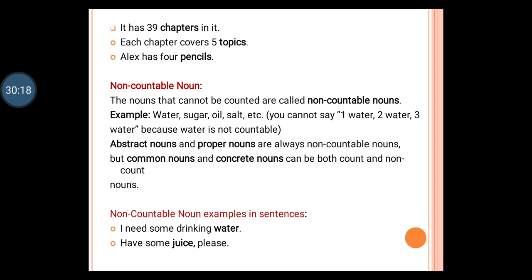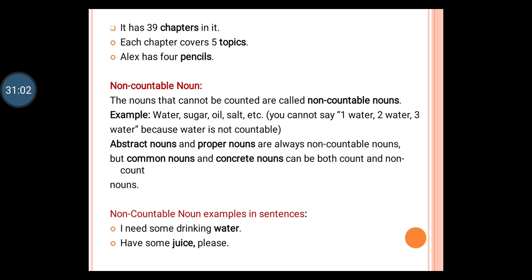Sugar is grainy, can't be counted, but when it's in cubes, you can count 3 cubes of sugar, 4 cubes of sugar. Same thing with oil, salt, etc. Oil, you cannot count, it's liquid, but you can assign numbers to oil when you have put it in containers. A pint of oil, a jar of oil, it's in a jar. A bottle of oil, it's in a bottle. 2 bottles of oil. Same thing with salt. So you cannot say 1 water, 2 water, 3 water because water is not countable.